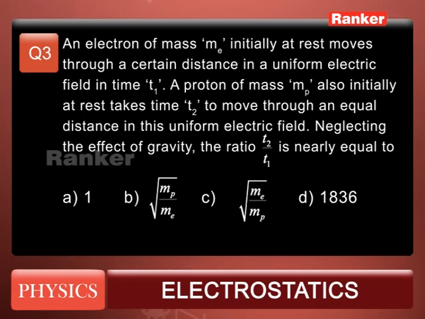Options are given this way. The first option says it is 1. That means T1 and T2 are equal. That's the meaning of it. And the second option, root of mass of proton by mass of electron. Third option, root of mass of electron by mass of proton. And the fourth option is given as 1836.